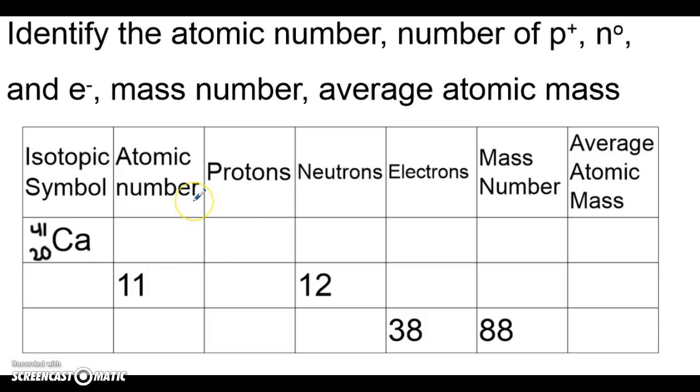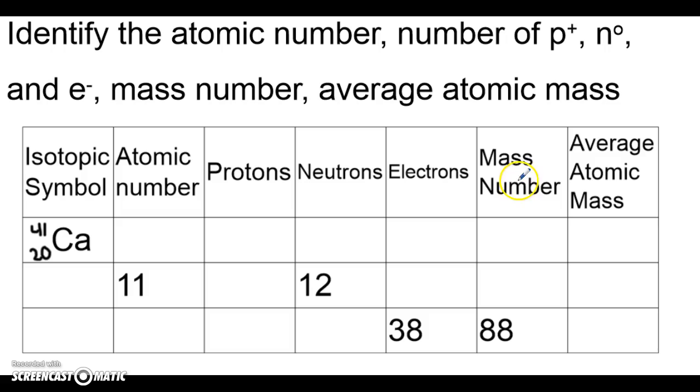Next, we have to be able to identify the atomic number. The atomic number is the number of protons. You can just look on your periodic table. It's the whole number that is written above your element symbol. The number of protons is the same as the atomic number. The number of neutrons, you'll either be given, or you'll be given the mass number to figure out the number of neutrons, because protons plus neutrons equals the mass number of one atom.